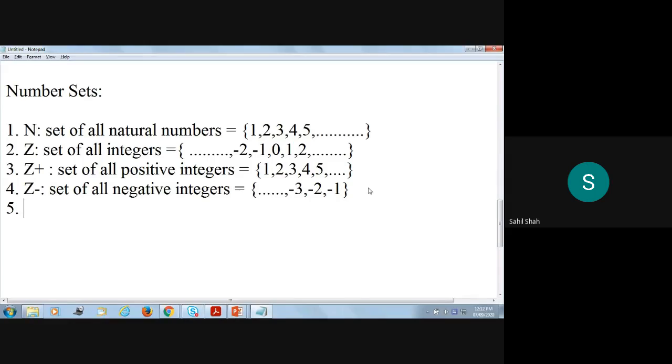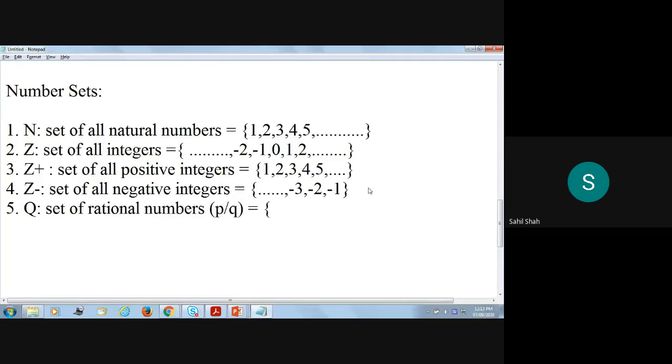Set number 5. If I write Q, can you tell me what is Q? Q will be the set of all rational numbers, numbers which can be represented in the form of a fraction p by q.